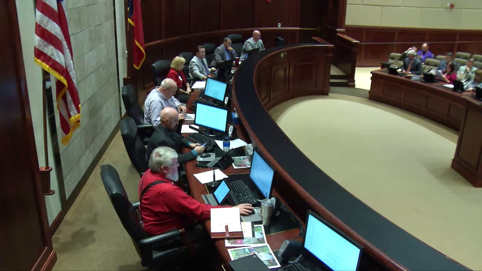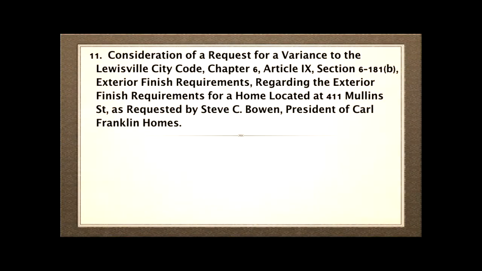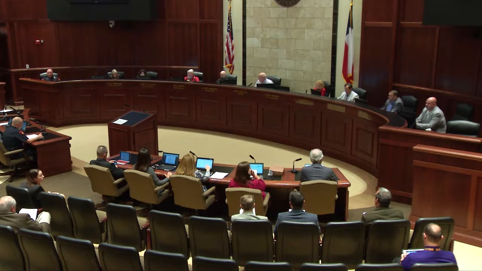Agenda item 11. Consideration of a request for a variance to section 6-181B regarding the exterior finish requirements for a home located at 411 Mullen Street. The property owner is proposing that the home be 100% siding matching with the neighboring homes. The property is located on the north side of West College Street, just outside of the Old Town Design District that would allow 100% siding. The recommendation is that the City Council approve the variance as set forth in the caption. We have Wayne Snell, Director of Neighborhood and Inspection Services, available to address any questions, and also Bill Peck.